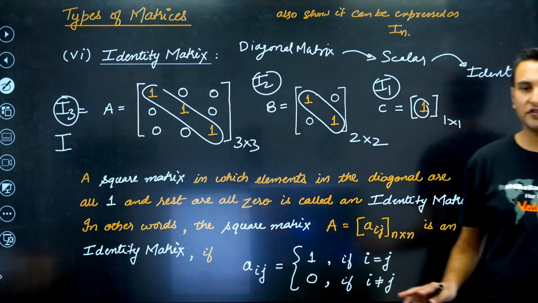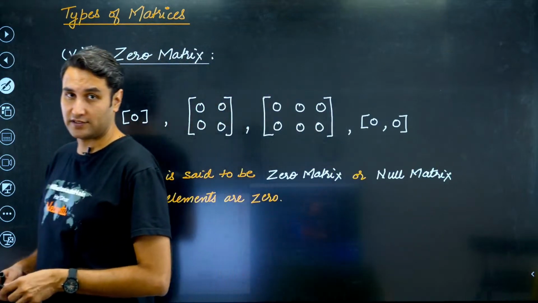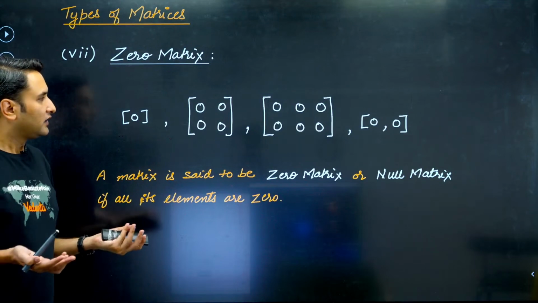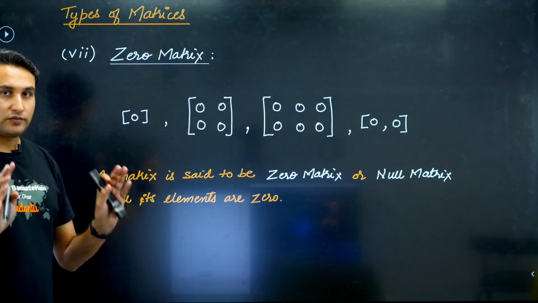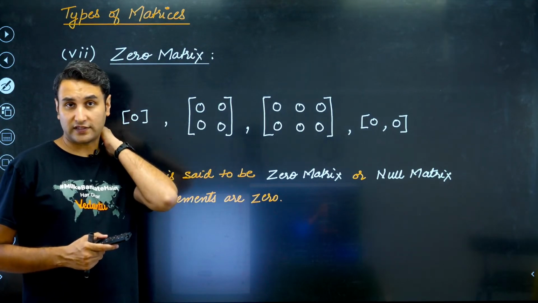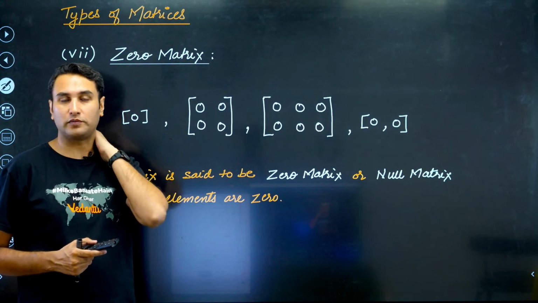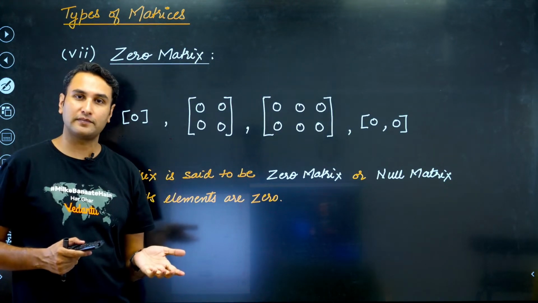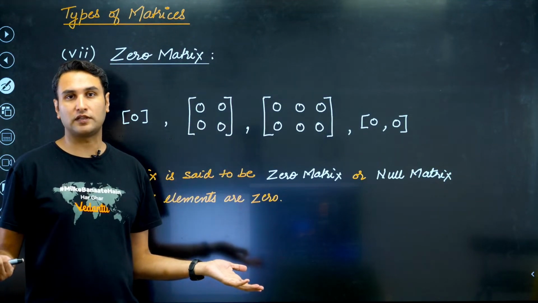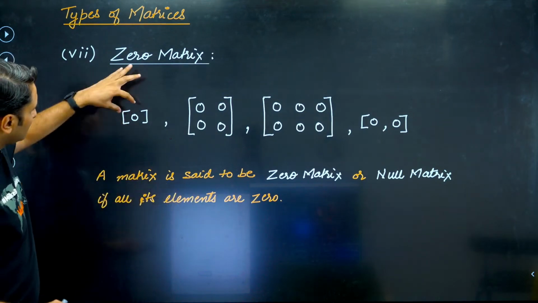Simple. So we have seen all the types of matrices. Have we? No. One is left. Zero matrix. Till now, what we studied in terms of the diagonal matrices or the scalar or the identity, all were square matrices. Now we are talking about a zero matrix. What is a zero matrix? When all the elements are 0. I don't care about the number of rows and number of columns. Just that all elements should be 0. End of the story.